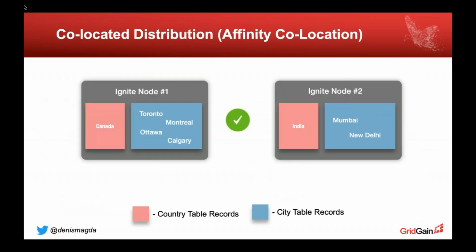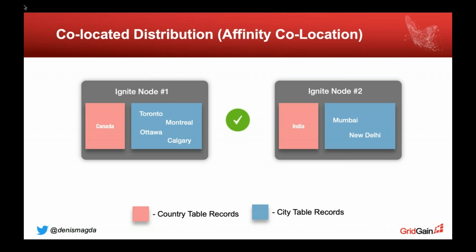And the goal of affinity collocation is to help us as application developers and architects accumulate and store all the records that have some common relation on the same cluster machine. With this example of cities and countries, it's clear that there is a relation between these two data models. All the cities belong to one country. And with the help of affinity collocation, we'd like to ensure that all the Canadian cities are located on the same machine, and the same should be true for the cities of India.